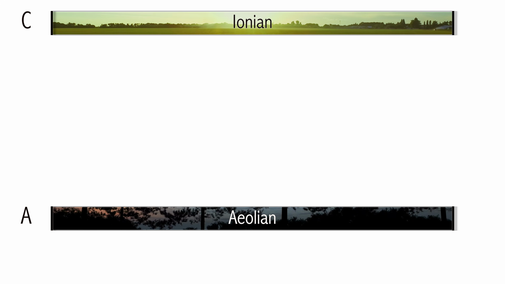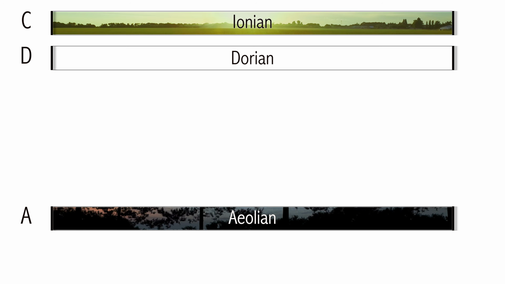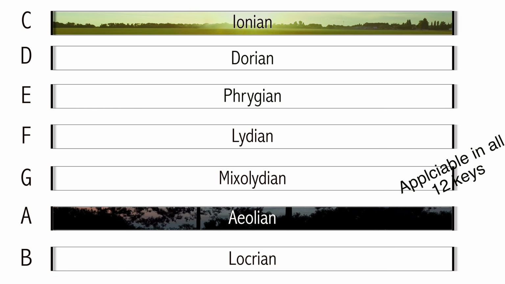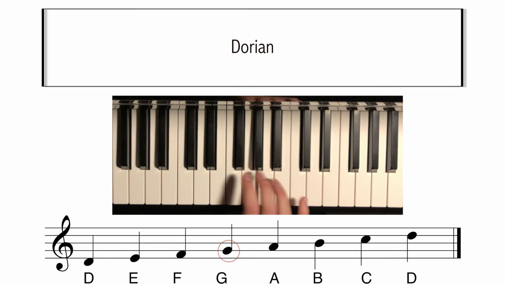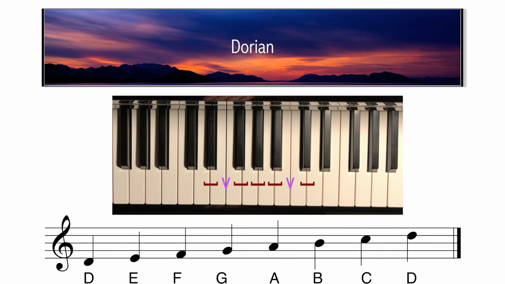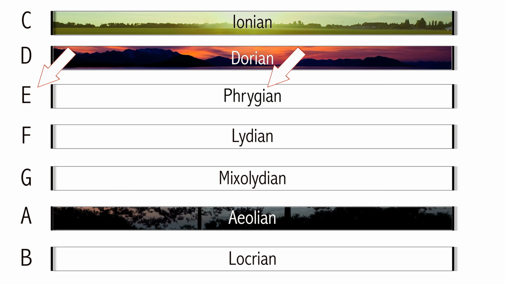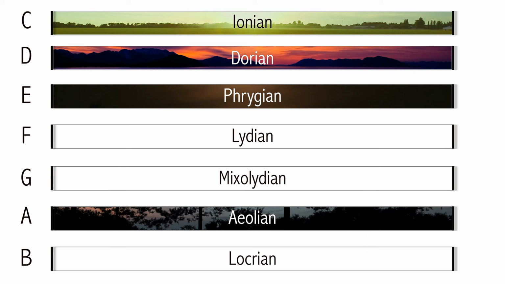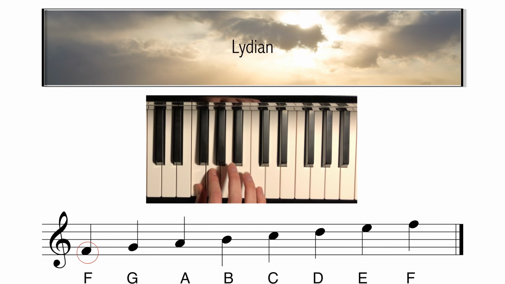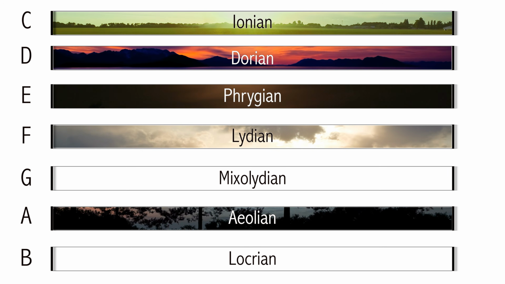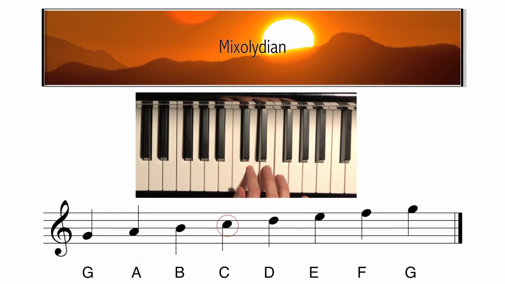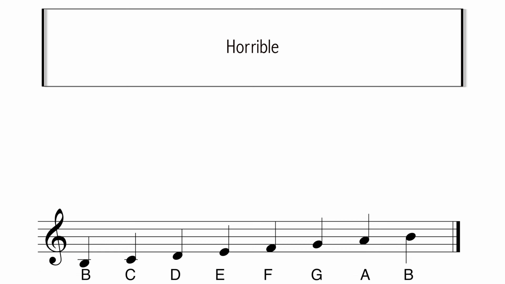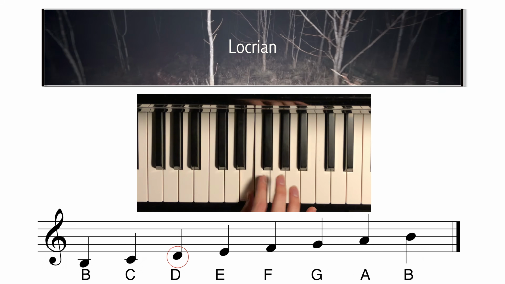So the idea behind modes is that this little game can be done by starting from all the 7 pitches of the major scale. If we start on D, we get, which is the D Dorian scale. If we start on E, we get, which is the E Phrygian scale, and so on. F Lydian, G Mixolydian, A we've already done, and finally B, the horrible B Locrian scale.